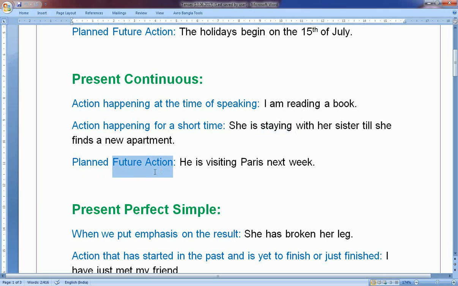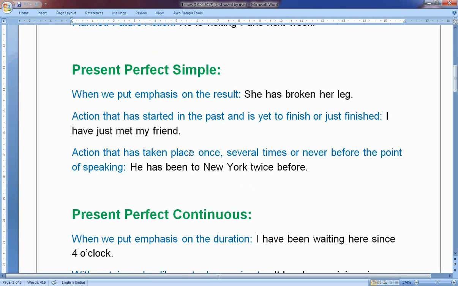Next, planned future action, something we discussed in the simple present as well, which means that you know of a future plan from now itself. The sentence, he is visiting Paris next week. So, although the visit has been scheduled for next week, we know of it from this week itself.